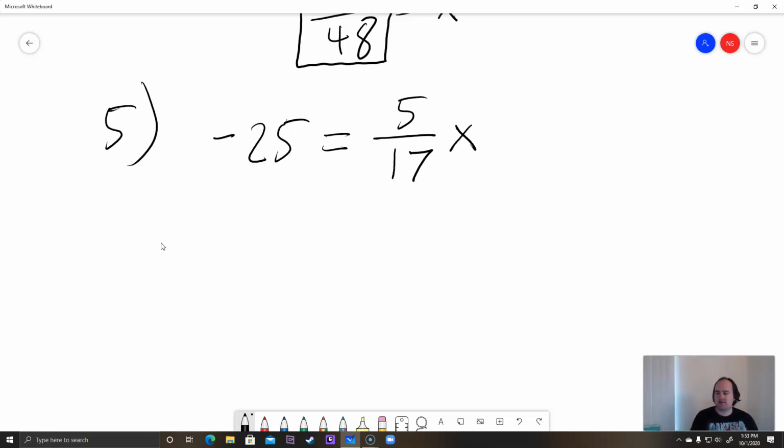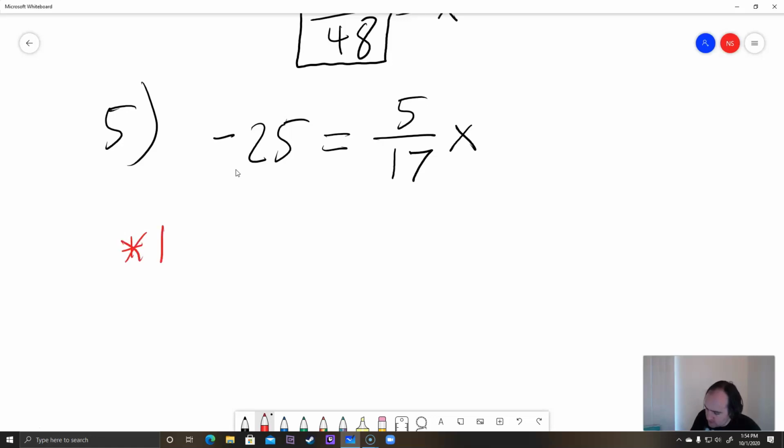So now this is a different type of problem because we actually have a fraction multiplied times a variable. Notice that the variable is almost isolated. The only thing that's in our way is the 5 over 17. The standard way to get rid of a fraction that's multiplied times your variable, once you have your variable on one side like this, is to multiply by the reciprocal.